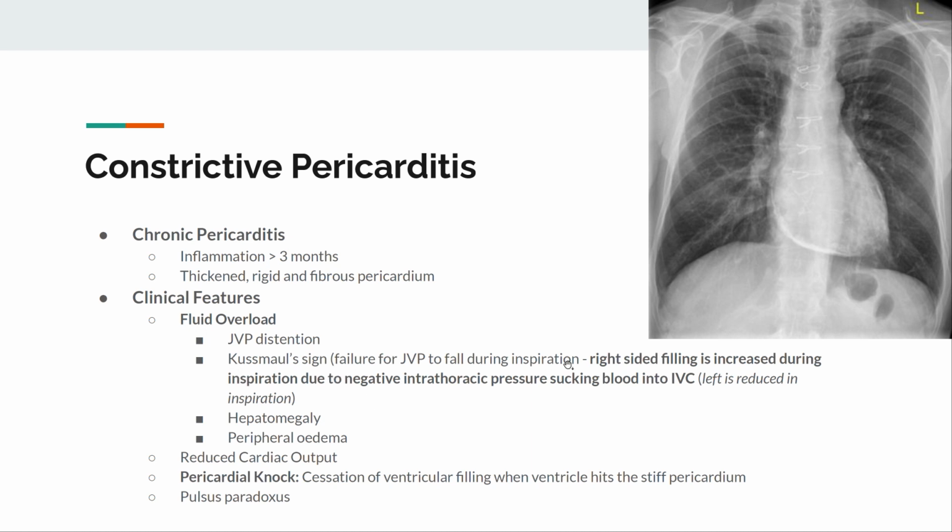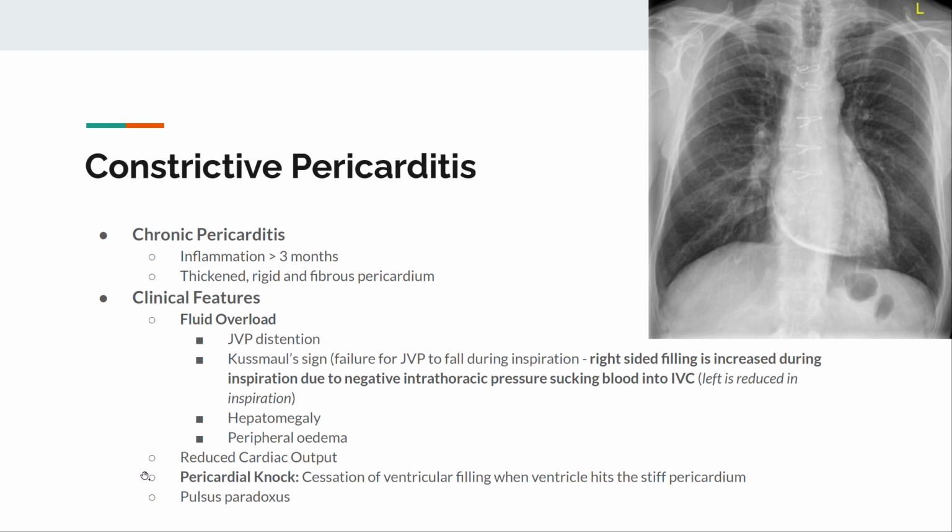Kussmaul's sign is basically when you breathe in, we said that negative intrathoracic pressure improves venous return to the right side of the heart. So normally on inspiration, the JVP, if it's visible, will decline, right? It'll fall because that venous blood, that column of JVP blood, is being sucked down into the right atrium. That's what should happen. But if you've got constrictive pericarditis and you're no longer filling your right heart properly, then there'll be a failure of the JVP to fall during inspiration, and that's Kussmaul's sign.